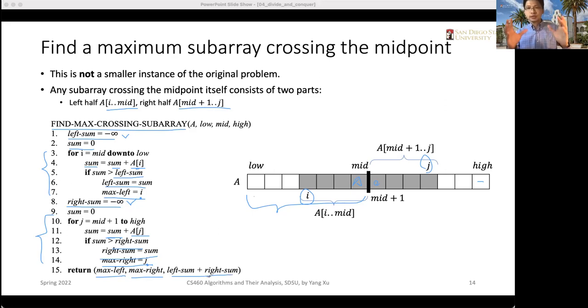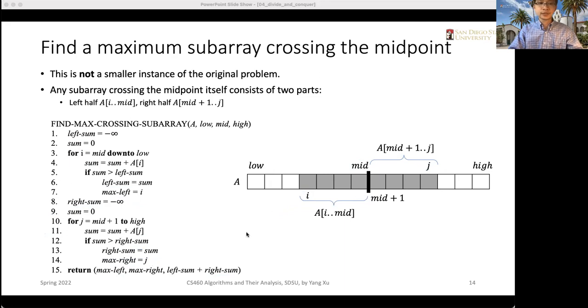Okay, so this is an easier problem than the original problem, because we have a constraint, right? We have a constraint that the midpoint is part of the subarray. So we can always start from the midpoint, scan to the left and scan to the right, and mark the starting index and ending index that result in the maximum summation.